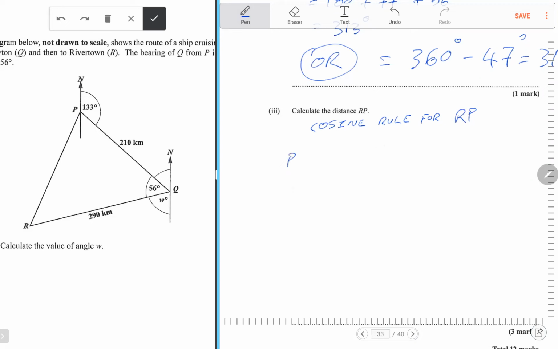So RP squared equals this side squared plus this side squared, which is 210 squared plus 290 squared, minus 2 times the product of those two sides, 210 and 290. Then the cosine of the angle between them. Yes, RP should have a square.